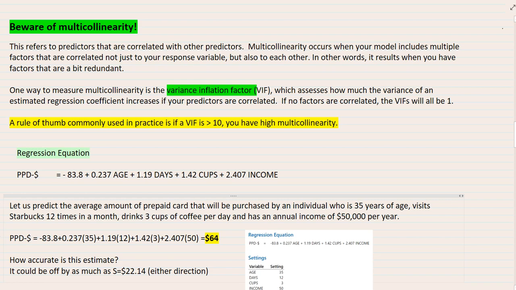Now, just because they visit Starbucks, let's say 12 times a month, doesn't mean they're going to buy the prepaid card, right? Sometimes they may use their cash. Sometimes they may just go along with their friends. Maybe somebody invites them for a cup of coffee or something. But whatever it might be.